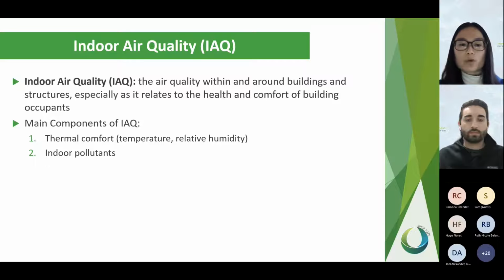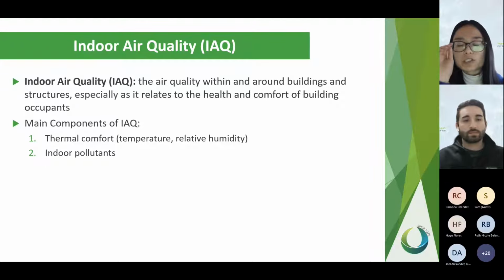So as I mentioned before, indoor air quality is one component of the indoor environment. As a quick definition, indoor air quality is the quality of the air within and around buildings and structures, especially as it relates to the health and comfort of building occupants. There are two main components of indoor air quality. Those are thermal comfort, so the temperature, and the relative humidity, which describes how wet or dry the air is. And the second component is indoor pollutants.